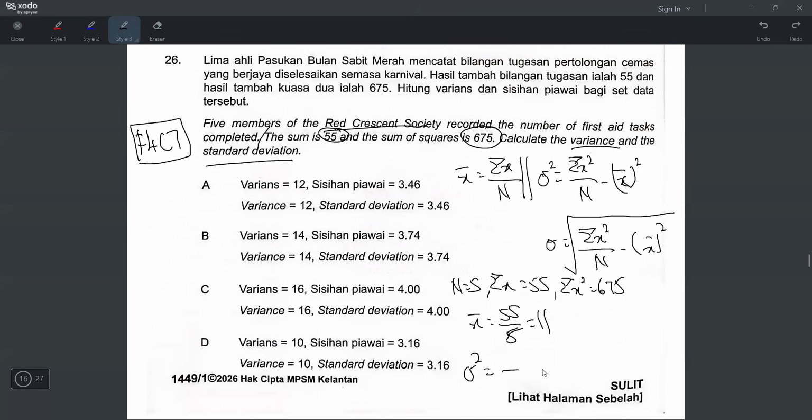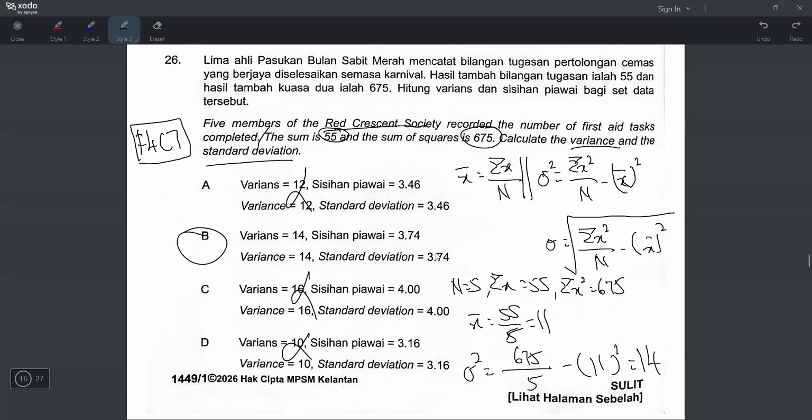And then now you find the variance. So the variance formula just ikut saja. Sum of x square 675, divided by n, divided by 5, minus mean square, minus 11 square. Tekan this, you get the answer. Alright, my calculator gives me 14. So the answer is there already. So B is the answer.